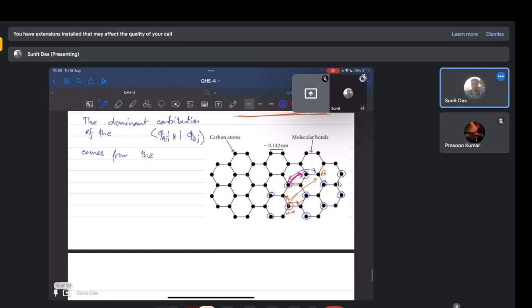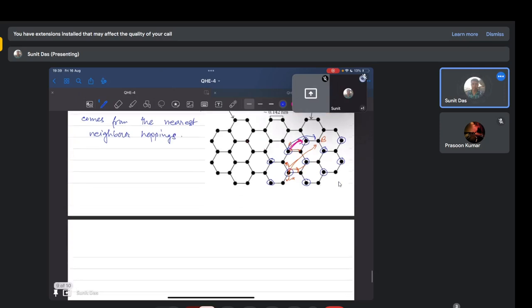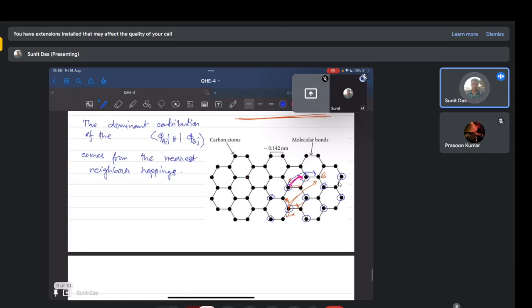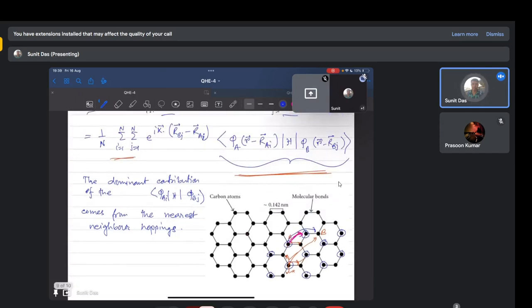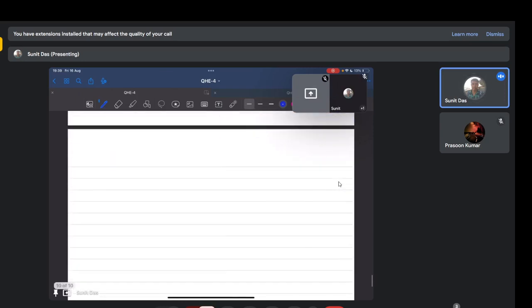The dominant contribution comes from the nearest neighbor hoppings, or nearest neighbor atoms, let's say. So we are now going to take this approximation that we are not going to sum over all the i and j, but we'll just sum over a restricted set. So let's see how we do it.